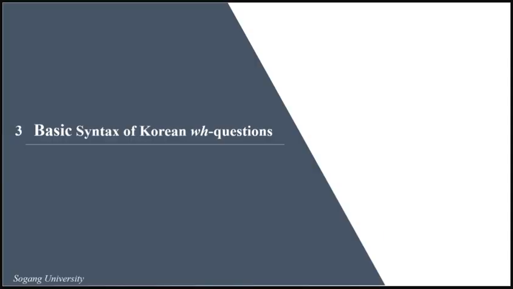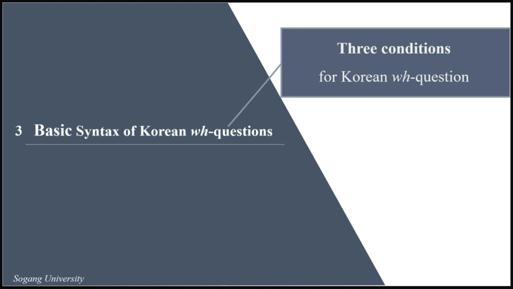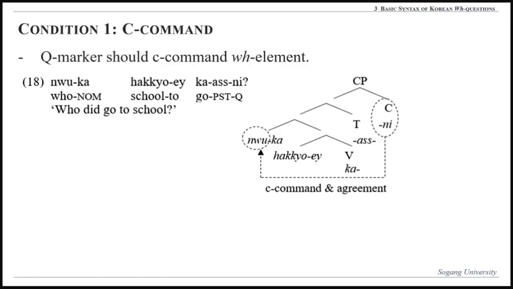Before giving the theoretical explanations for the two properties observed in the experiment, let me introduce three previously suggested conditions to realize WH questions in Korean. The first one is C-command. As you can see in 18, 누가 학교에 갔니? And its tree structure, the WH element 누가 must be C-commanded by the Q marker ni.